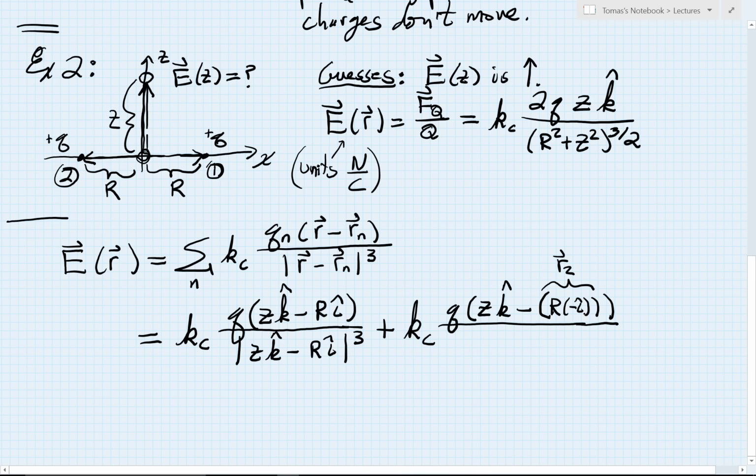Now, the last bit is I have to divide by the magnitude of the vector here that I just wrote down. So let me put the magnitude. Of course, it's the magnitude cubed. And now I need to copy my vector.